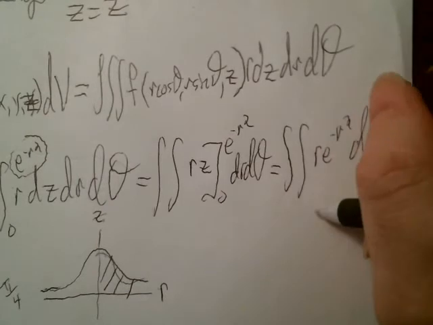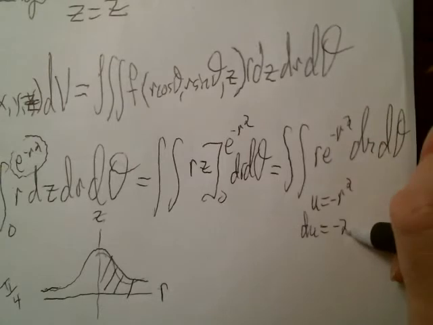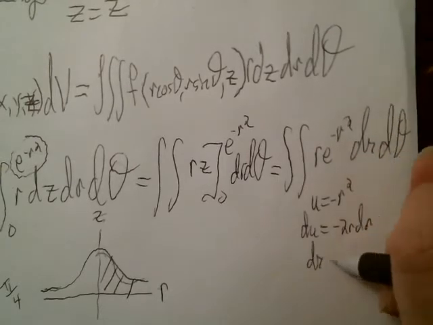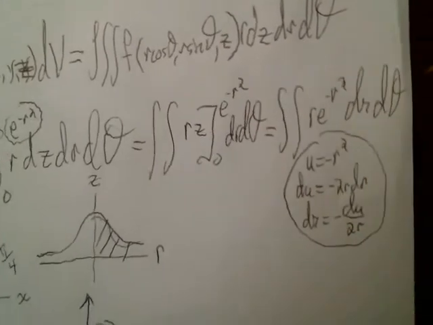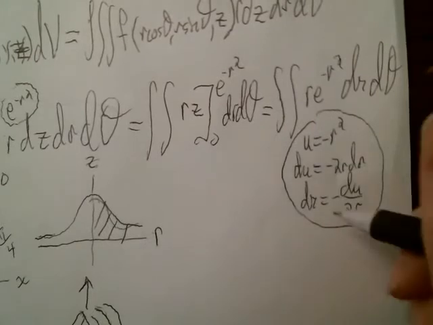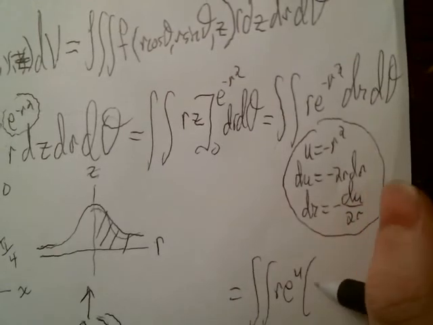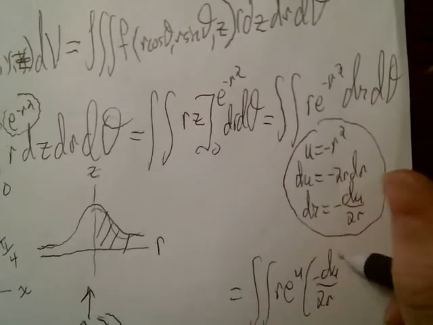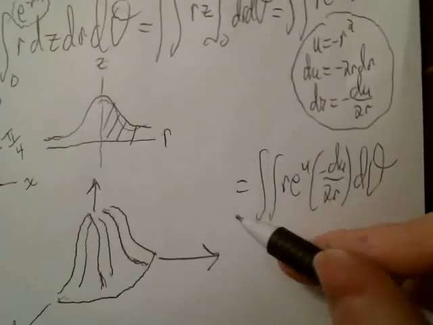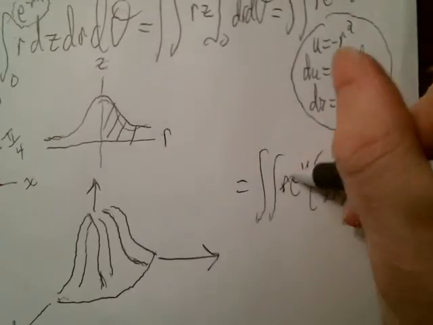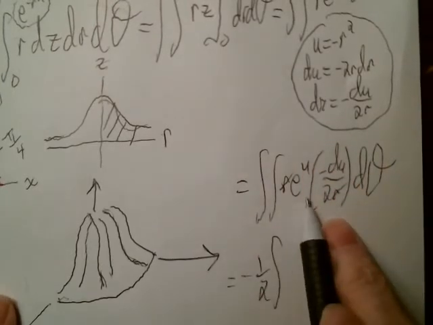Okay. Then I need to pull off a substitution for that. So u equals negative r squared. du is negative 2r dr. And then dr is negative du over 2r. So there's my sub. So this integral will become the double integral of r e to the u times negative du over 2r, d theta. Then I can pull out the negative 1 over 2, and the r's will cancel. So I'll have negative 1/2 integral of the integral of e to the u du.